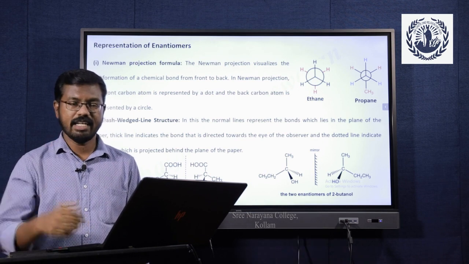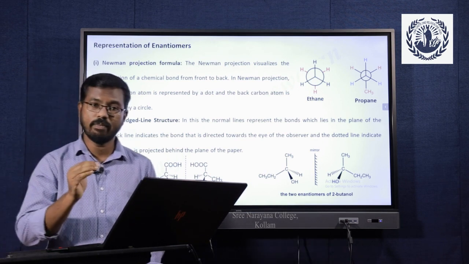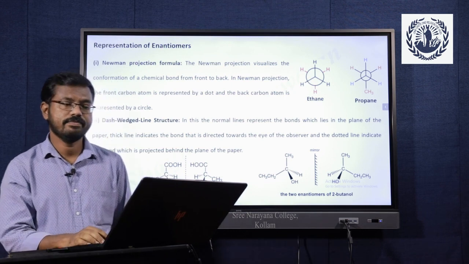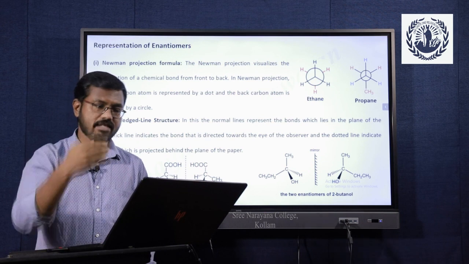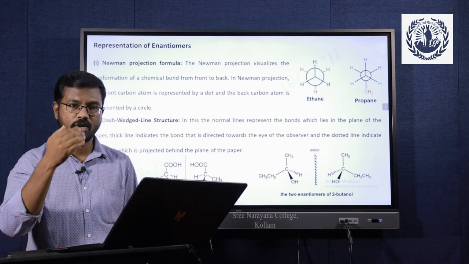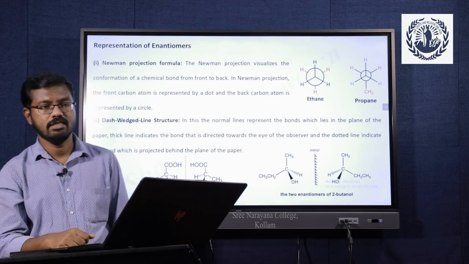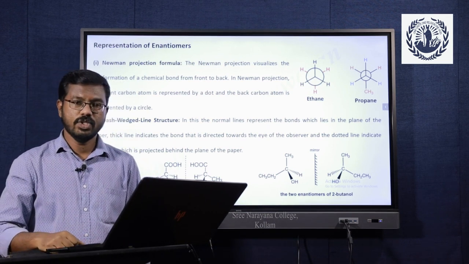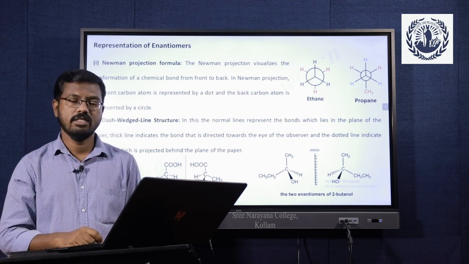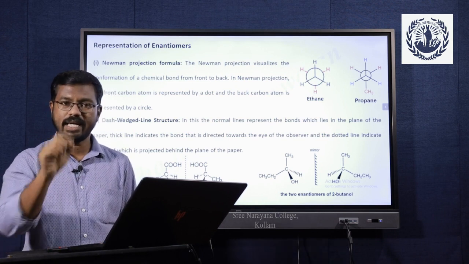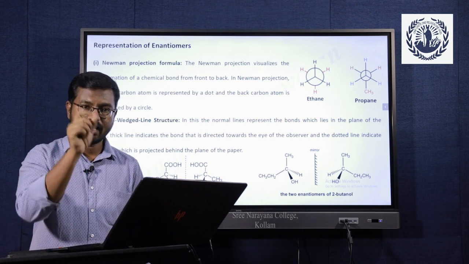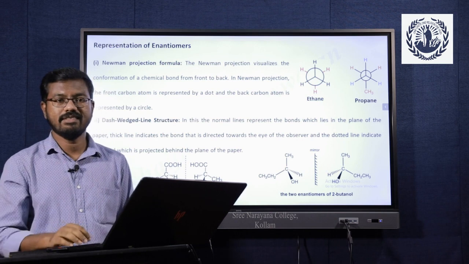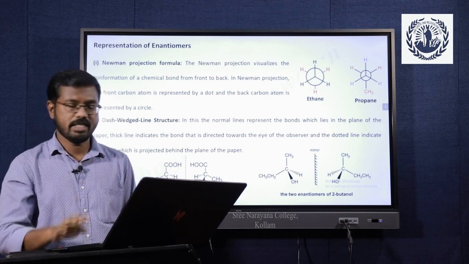There are 3 different ways. First one is the Newman projection formula. The Newman projection formula visualizes the conformation of a chemical bond from front to back. For example, I have given an example of ethane here. So, in ethane there are two carbons. The front carbon is represented by a dot and the back carbon is represented with a circle. So, each carbon has 3 hydrogen attachments.